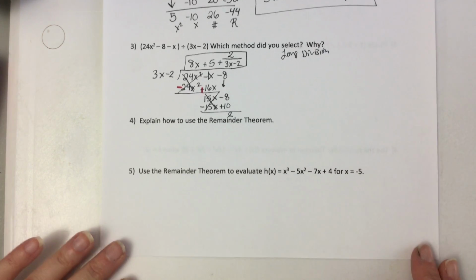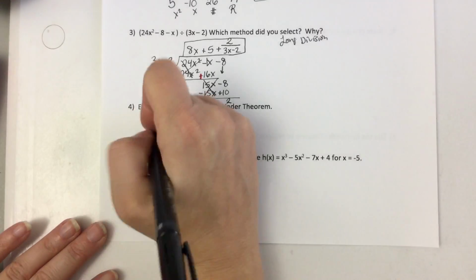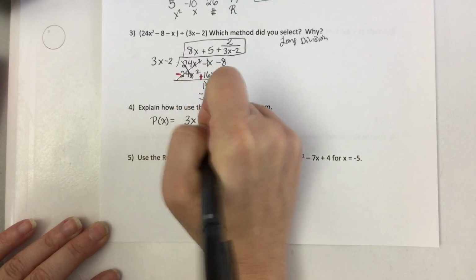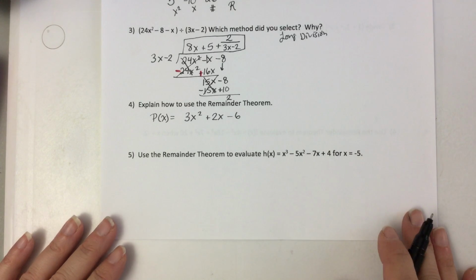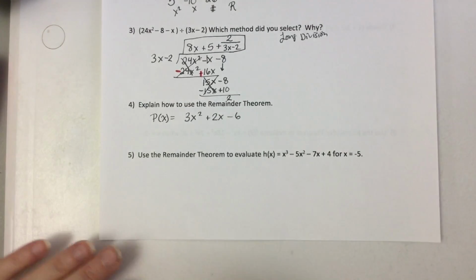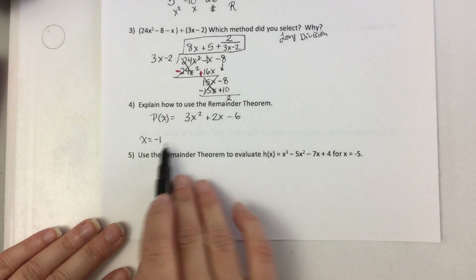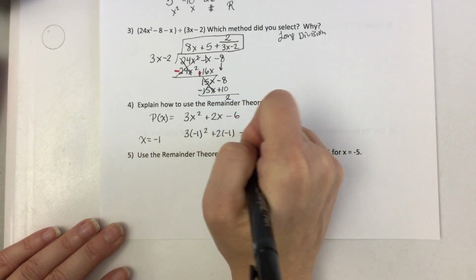The last idea that we covered on Friday was explaining how to use the remainder theorem. Now, the cool thing is, if you want to evaluate, like let's just say I have p of x equals 3x squared plus 2x minus 6. Okay, let's just say that that's what I have. Typically, when they want you to evaluate a polynomial, like let's say they want you to evaluate it for x equals negative 1.